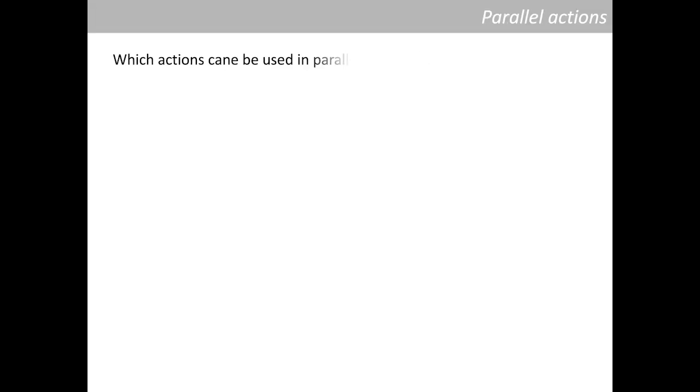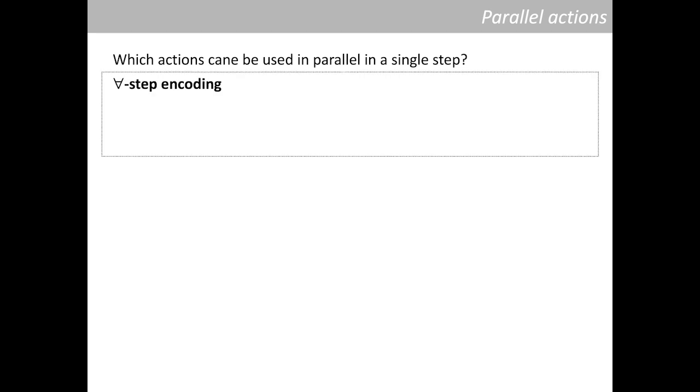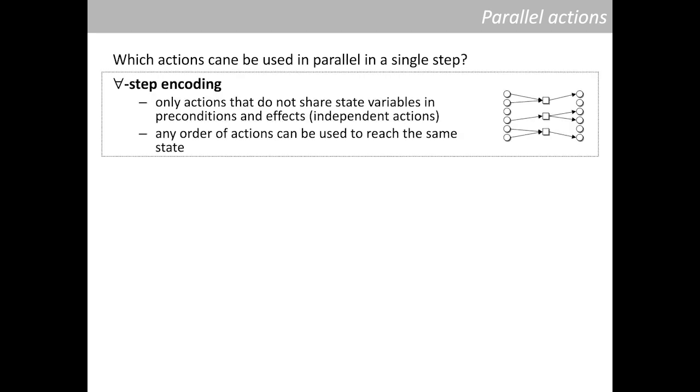So about the parallel actions, in our models, we use a very simple semantics called for-each step encoding. It basically means that in each step, we can use only independent actions. Actions are independent if they do not use the same state variable in preconditions and effects. If actions are independent, then we can order them arbitrarily. So we just require in each parallel step that preconditions of each action are satisfied in the previous step, and these actions will change certain state variables in the next step.